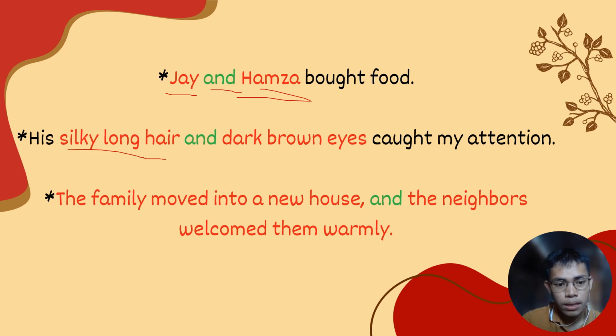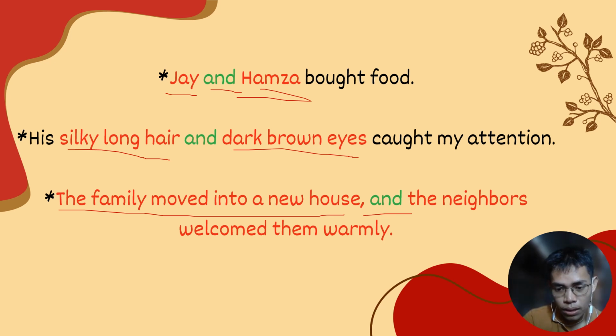Another example is: His silky long hair and dark brown eyes caught my attention. Silky long hair and dark brown eyes are phrases and they're connected using the coordinating conjunction and. The third one is: The family moved into a new house and the neighbors welcomed them warmly. As you can see, the family moved into a new house is a complete sentence. It is an independent clause. It can stand alone. And the neighbors welcomed them warmly is also an independent clause. And they're connected using the coordinating conjunction and.